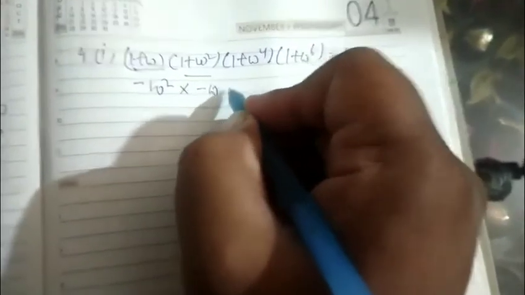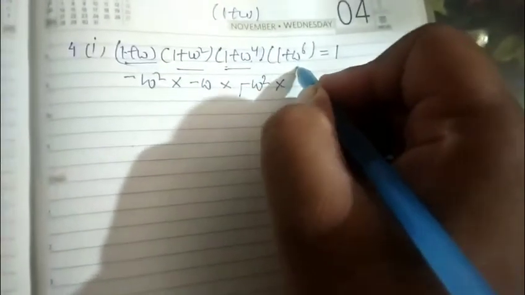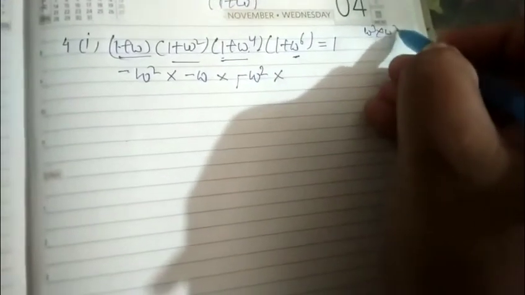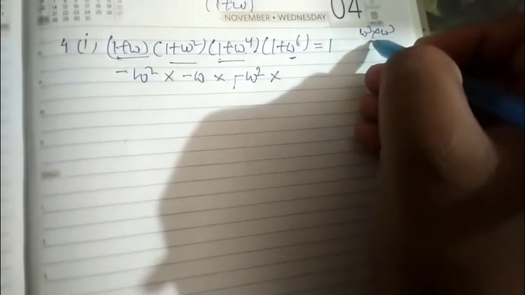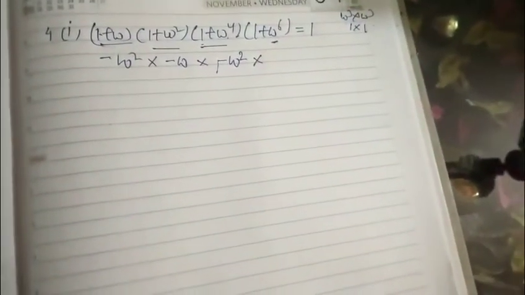Now same thing here, in place of 1 plus omega, what we can write? Minus omega square. In place of 1 plus omega square, what we can write? Minus omega. 1 plus omega to the power 4 means 1 plus omega, because omega to the power 4 can be written as omega, right. In place of 1 plus omega, what we can write? Minus omega square.